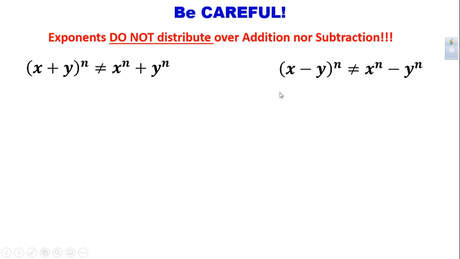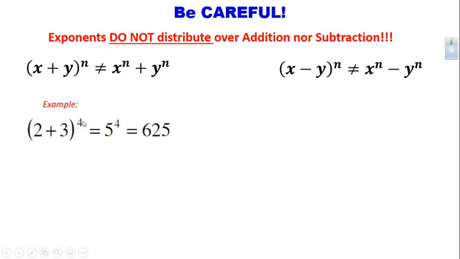That is a false concept. It doesn't work that way with real numbers. It's likewise with subtraction. Exponents do not distribute over addition and they do not distribute over subtraction. They only distribute over multiplication and division. So let me explain to you why that is with an example, or you can call it a counterexample.